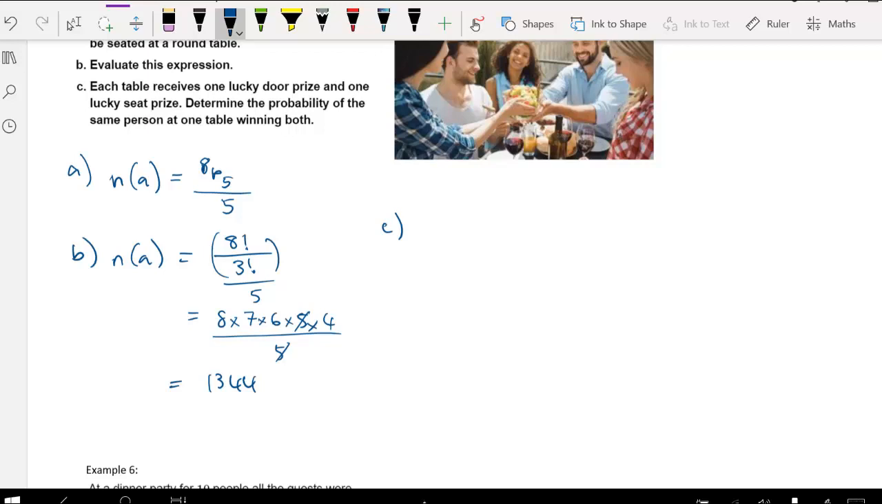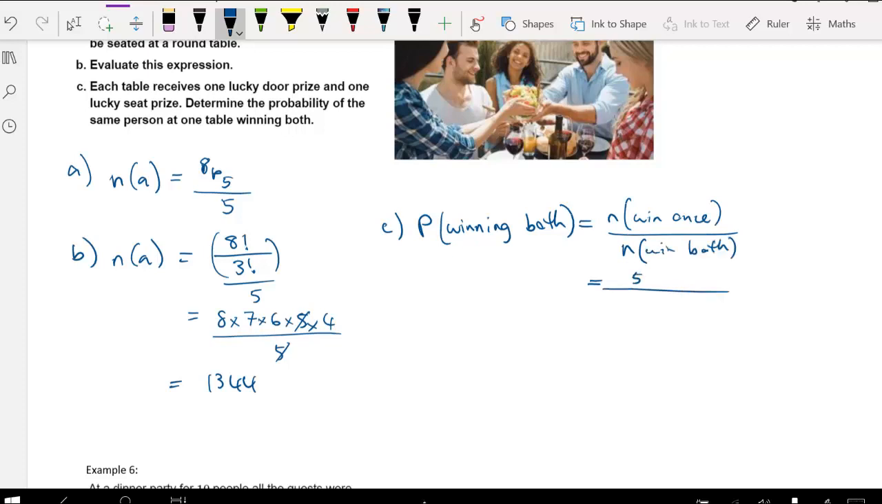And when we look at part C, it says each table received 1 lucky door prize and 1 lucky seat prize. Determine the probability of the same person at one table winning both. So our probability in this case of winning both will be the number of ways we can win once over the number of ways we can win both. So winning once has just 5 possibilities, 5 different people, and winning both, there's 5 people or 5 people, so we end up with 5 on 25, which is 1 on 5. So that doesn't really link to our table scenario so much. We're just looking at a probability application of this problem.